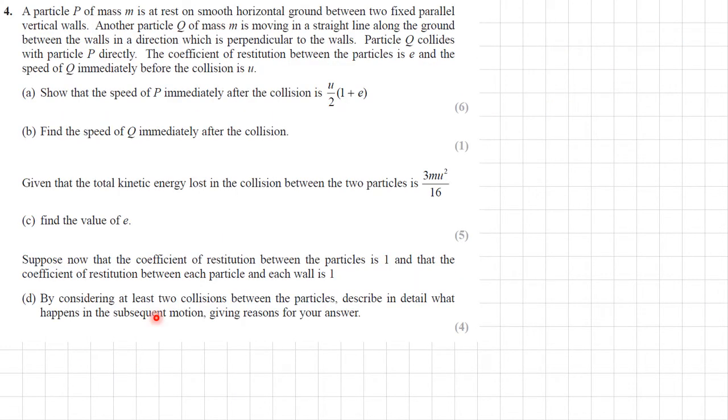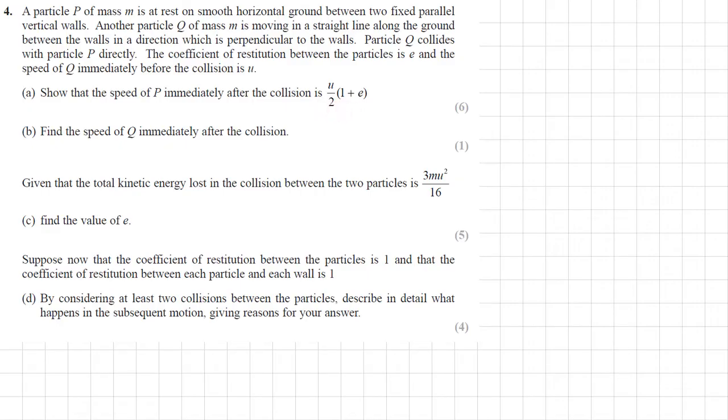Question 4. A particle P of mass m is at rest on smooth horizontal ground between two fixed parallel vertical walls. Another particle Q of mass m is moving in a straight line along the ground between the walls in a direction which is perpendicular to the walls. Particle Q collides with particle P directly. The coefficient of restitution between the particles is e, and the speed of Q immediately before the collision is u. Part A. Show that the speed of P immediately after collision is u over 2, 1 plus e.